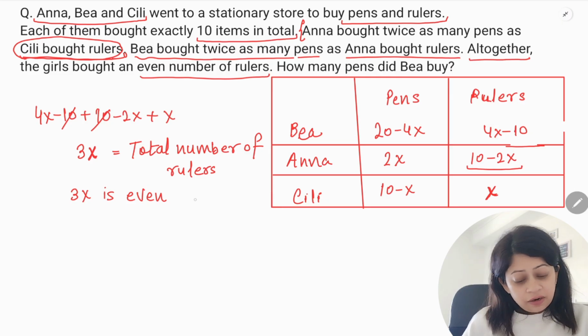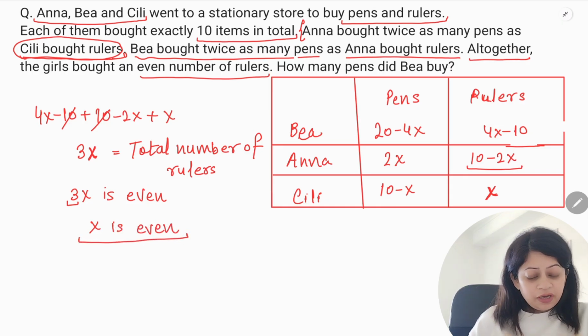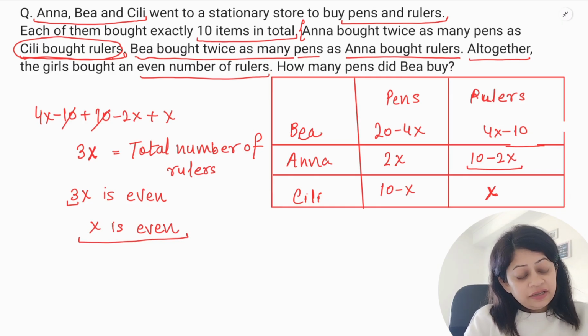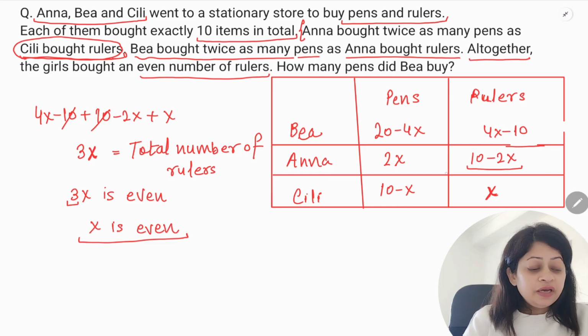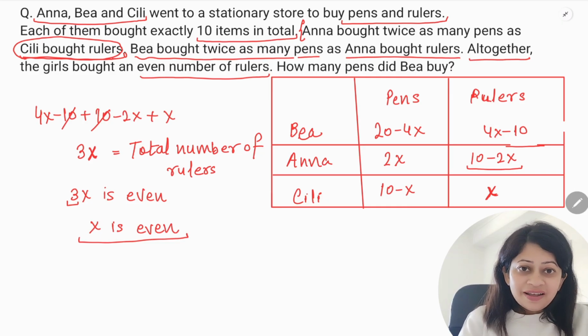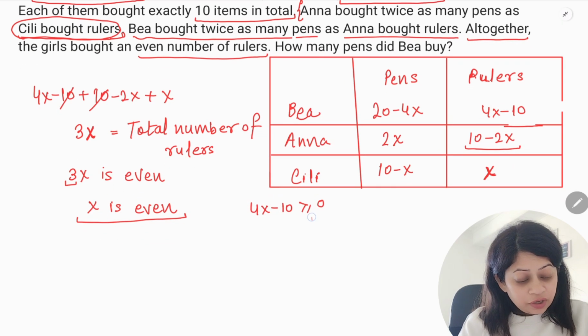If 3x is even and 3 is odd, so x must be even. X is even, right? Okay, I know x is even. Now let us look at this thing. If you look at all these, 2x, 20 minus 4x, everything would be greater than 0, because this is some number. This is either she bought one ruler or two rulers or three rulers. This is a number. Okay, so I know 4x minus 10 is greater than 0, not equal to 0, right?